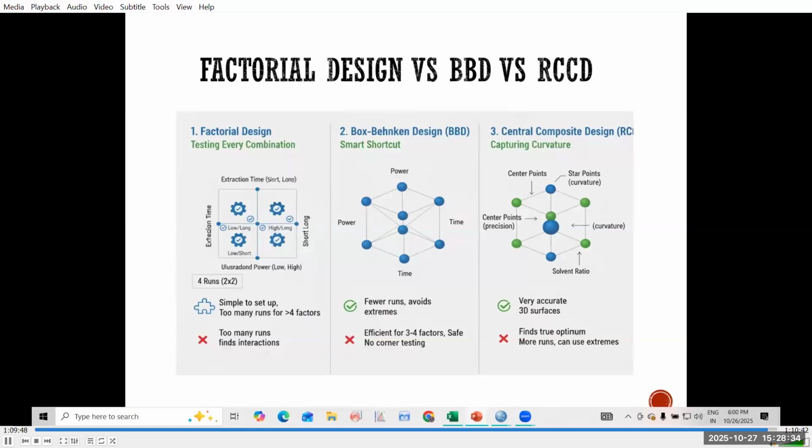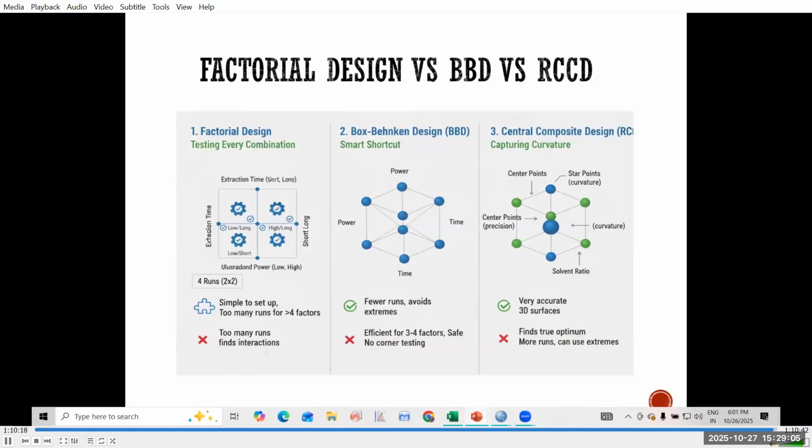In simpler words, it is like zooming out of a recipe experiment to also test a little less or more of each ingredient. The advantages are that it is very accurate for building 3D response surfaces and helps to find the true optimal points. The limitations are that it needs more runs compared to the Box-Behnken design, and sometimes it includes very extreme, meaning high or low, conditions.